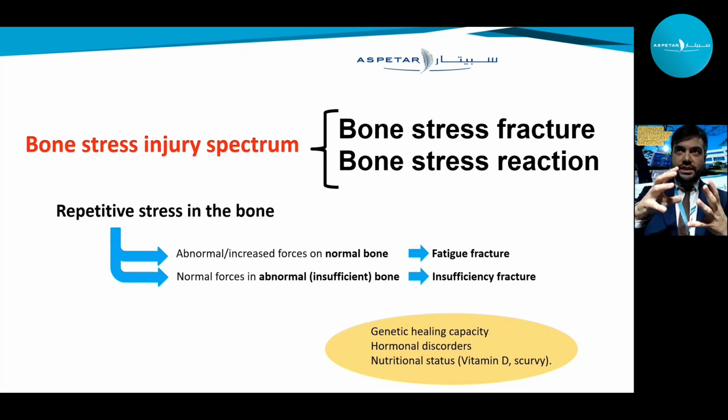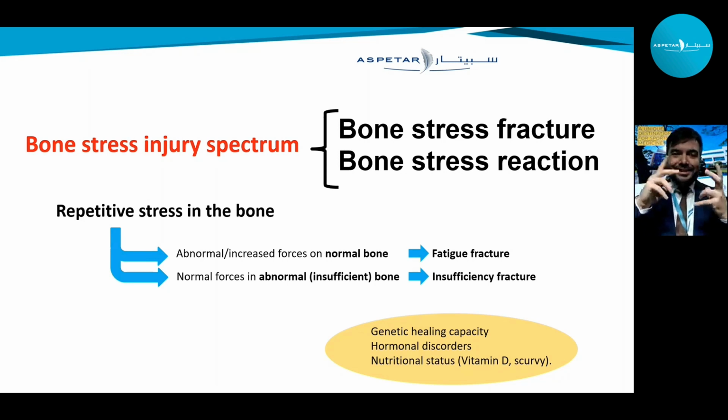All the patients that we see here in Aspetar are normally athletes, and they have apparently normal bone. So we consider this type of fracture a fatigue fracture. I will also show that there is a subtype called insufficiency fracture, the type of stress fracture that happens when the bone is pathological, osteoporotic, where in these patients normal forces, not increased forces, can create a fracture.